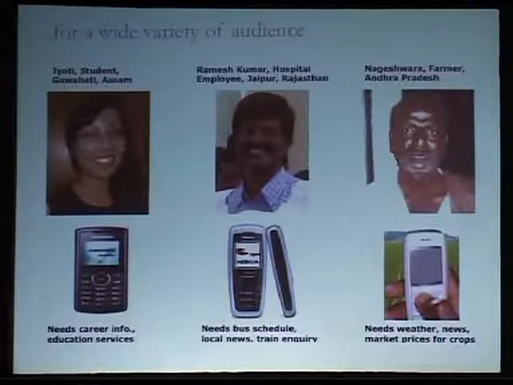So the farmer needs weather information, local news, and farm prices. He doesn't know the internet. He probably doesn't even know how to type, but his daughter can actually get information for him from the txtweb platform and help the farmer.